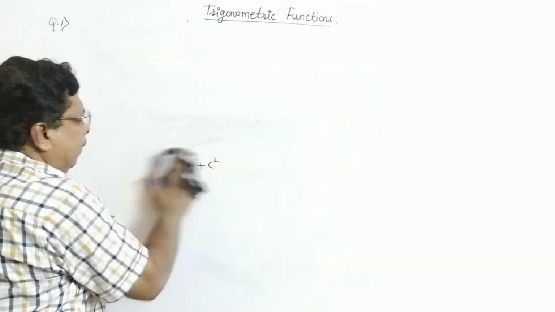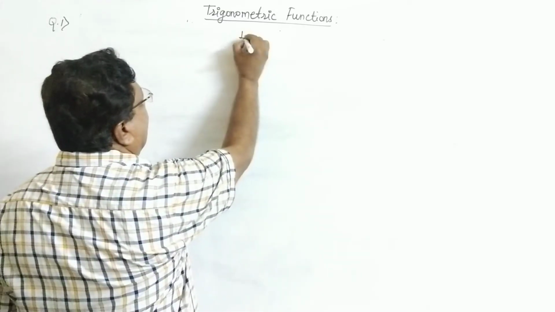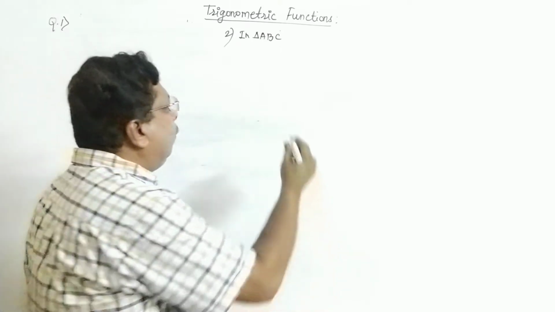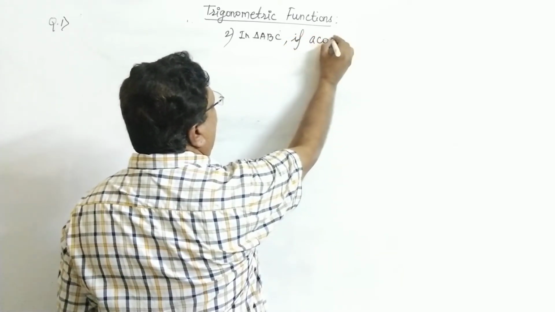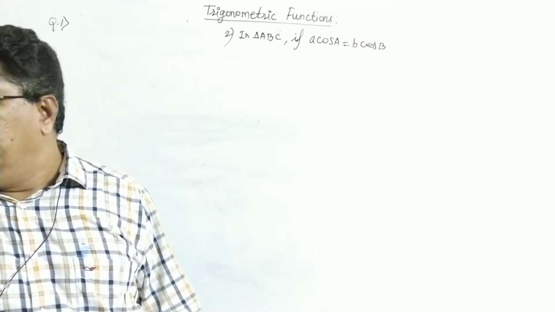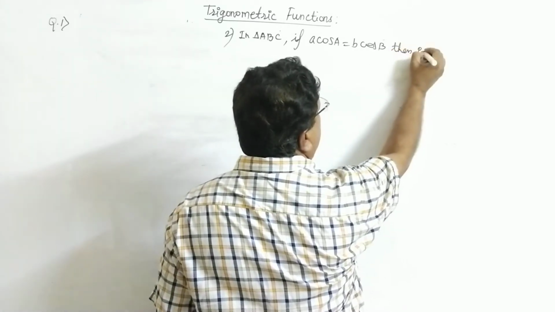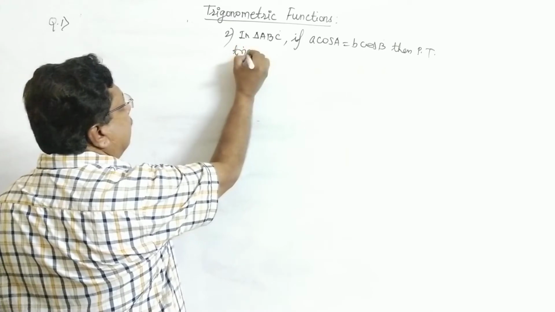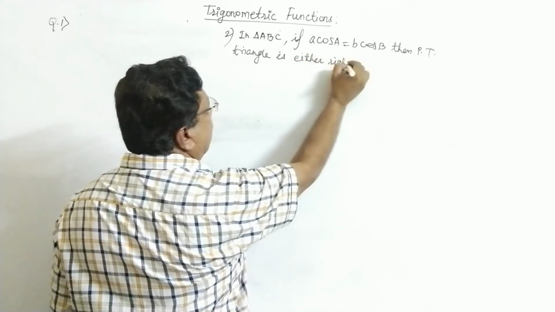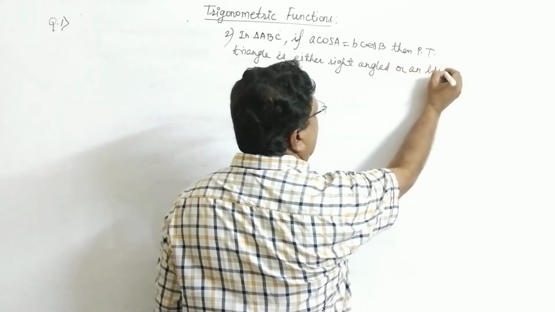Okay, next one is: in triangle ABC, if A cos A equals B cos B, then prove that the triangle is either right angled or an isosceles triangle.